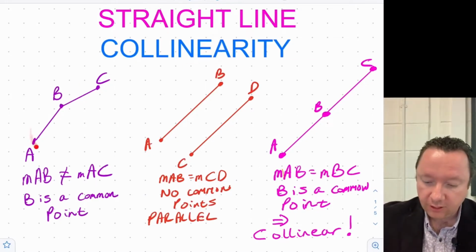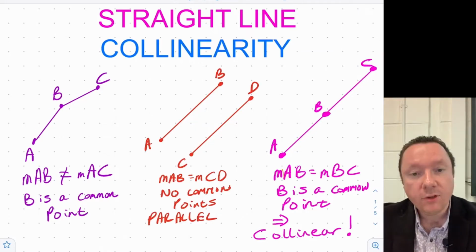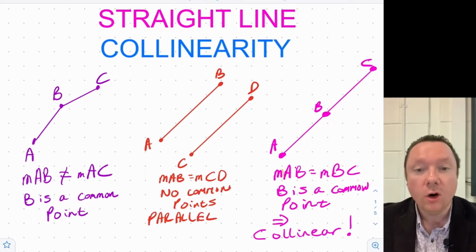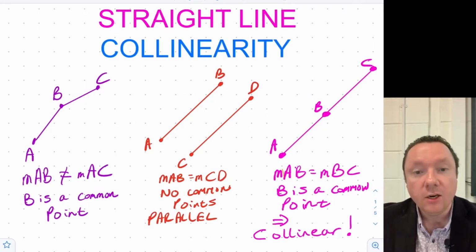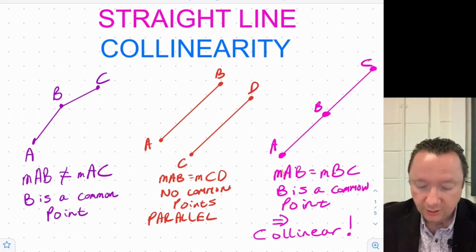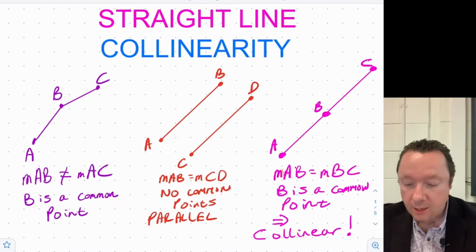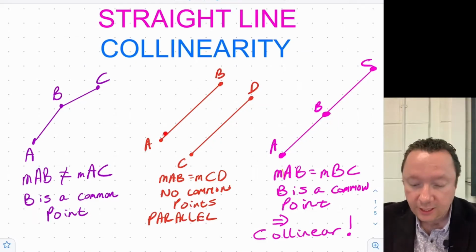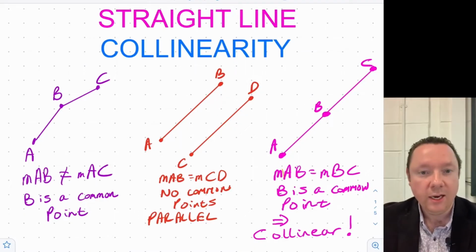Straight line, collinearity. So we're going to look at today what is collinearity. So if we look at these three things here, I can draw 3 points, A, B, C here, not in a straight line with each other, and you can see that the gradient between A and B is clearly not the same as the gradient between B and C. B is a common point, but we're not on a straight line, clearly. Or I could draw 4 points, A, B, C, and D, and make the gradient of A to B the same as the gradient of C to D. In other words, these lines are parallel because I've not got a point in common, they're separate lines.